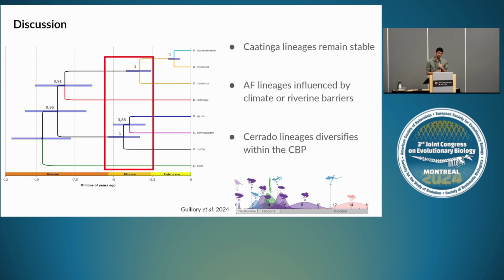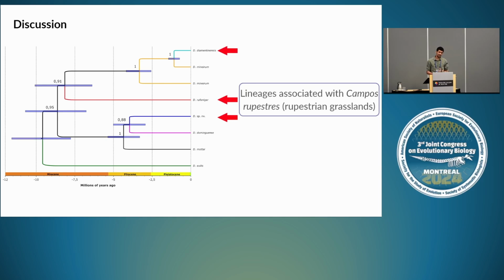And we see that the Cerrado lineages diversify within the Central Brazilian Plateau, as I showed before, in campos rupestres and plateaus and valleys, right? Which is expected for lots of lineages of the Cerrado. We see that lots of lineages in the genus are related to rupestrian grasslands, so this might be one of the drivers of diversification inside tarantulas in the Neotropics.